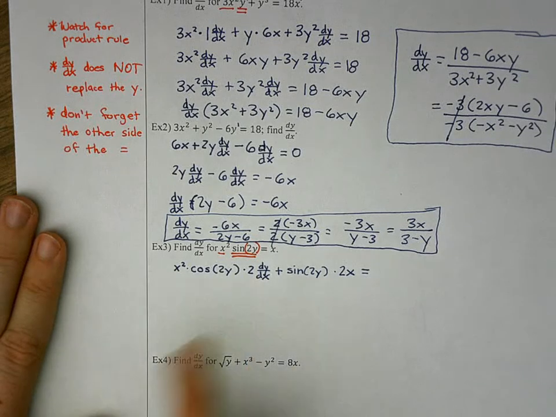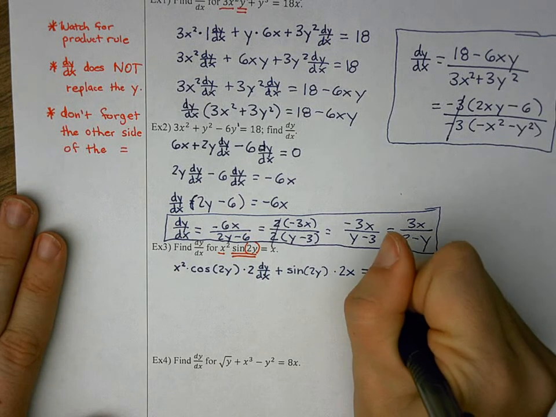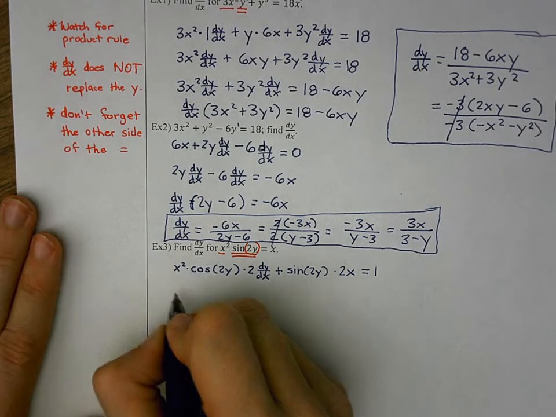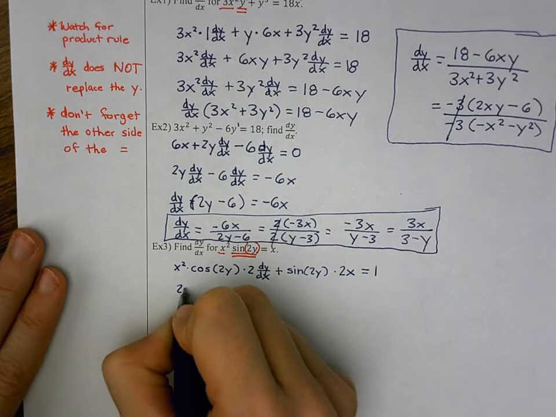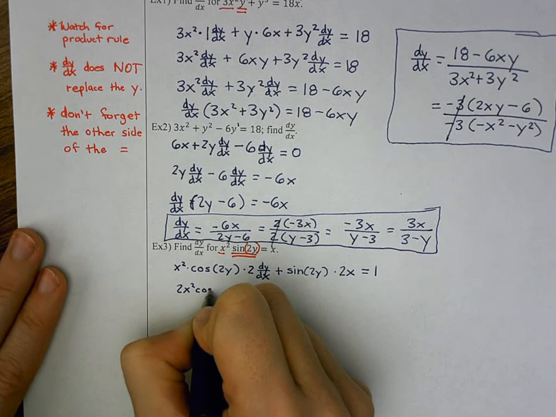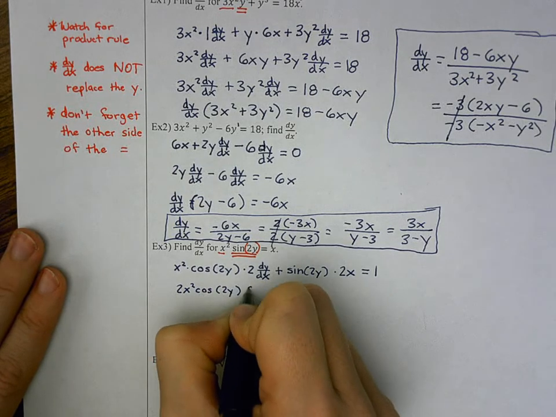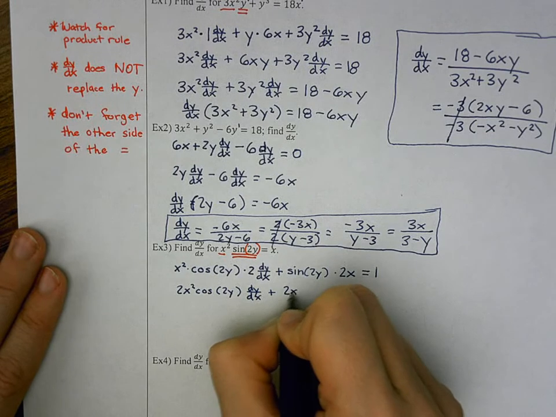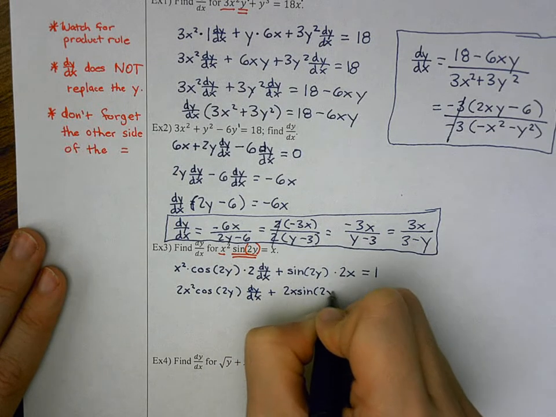On the other side of the equals, derivative of x is 1. Okay? And then I'm going to clean this up. We have our 2x squared cosine of 2y dy dx plus 2x sine of 2y equals 1.